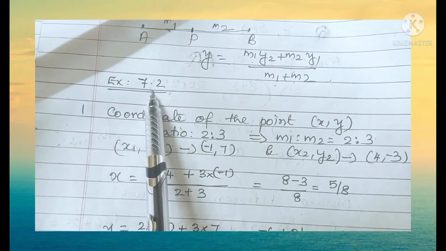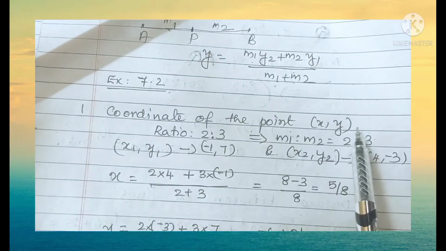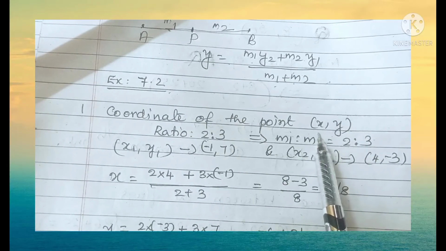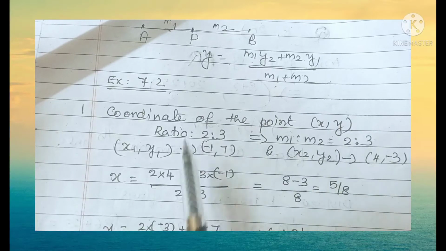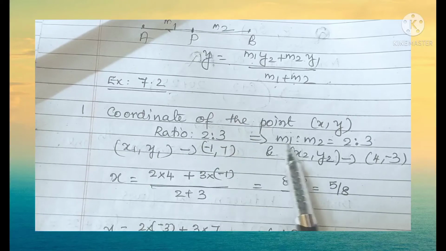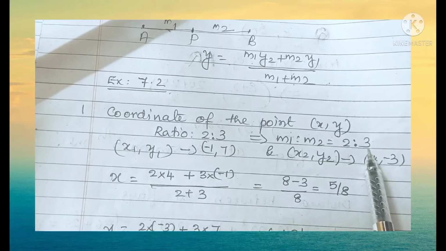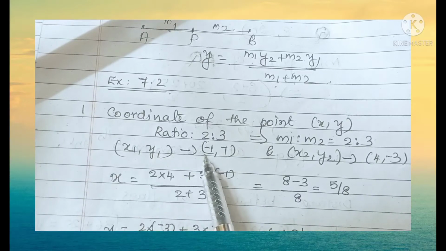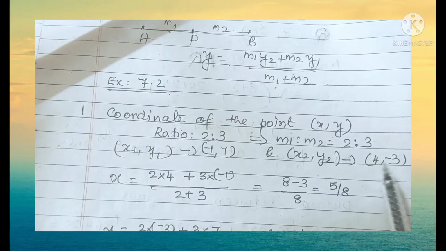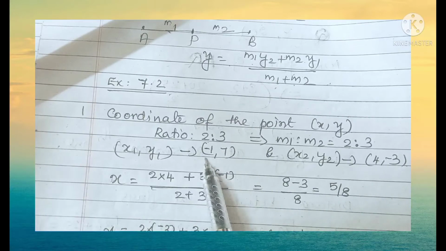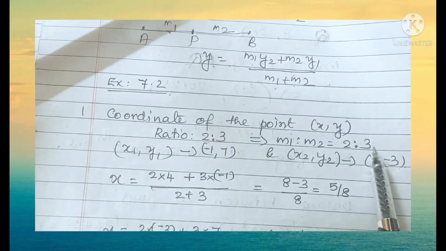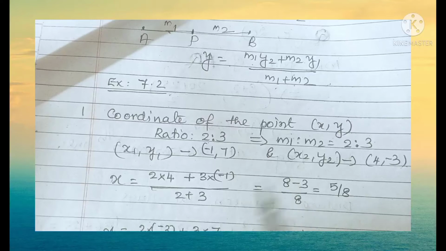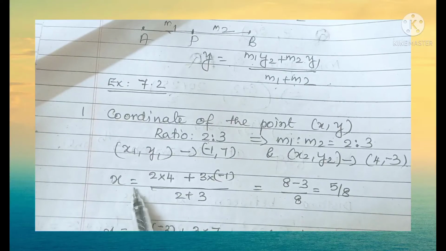Question number 1 from exercise 7.2. Coordinates of the point be xy. We want to find the coordinates of xy, that is coordinates of the point, and the ratio is given as 2 is to 3, that is m1 is to m2 is 2 is to 3, where x1 y1 is given as (-1, 7) and x2 y2 is given as (4, -3). So the points (-1, 7) and (4, -3) are divided in the ratio 2 is to 3. We want to find the value of x and y, that is coordinates of that point.